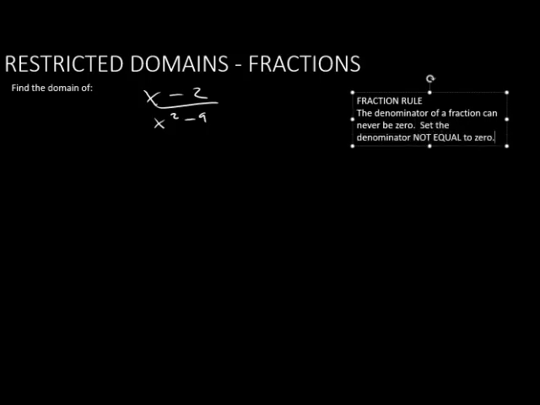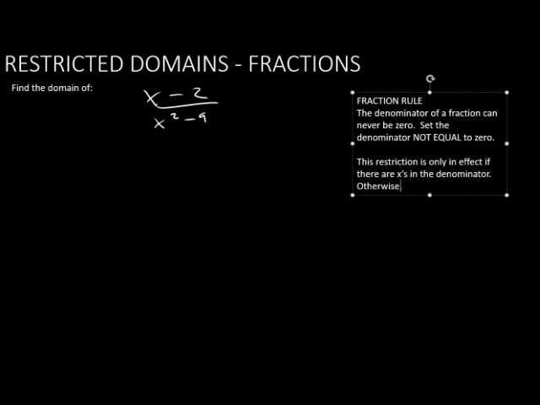Now, we only do this if there are x's in the denominator. If there's no x in the denominator, we will not have any restriction. What we'll do is say x² - 9 is not equal to 0.